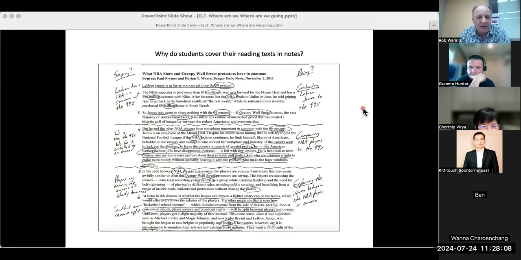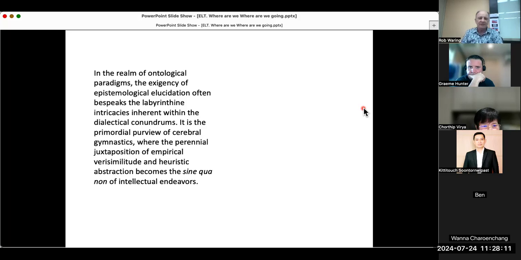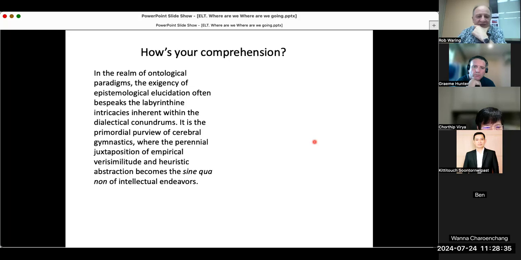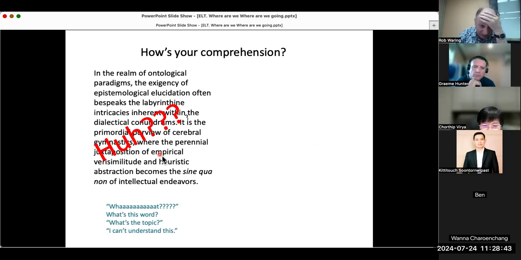And what do I mean by an intensive text? Please read this. Now, I guess even the native speakers reading this are struggling a little bit, right? You might understand the words, but it's like, what the heck is this about? So how's your comprehension? Huh, is probably how you're feeling. What's this word? A perennial juxtaposition? What does that mean? Empirical verisimilitude? Heuristic abstraction, what?